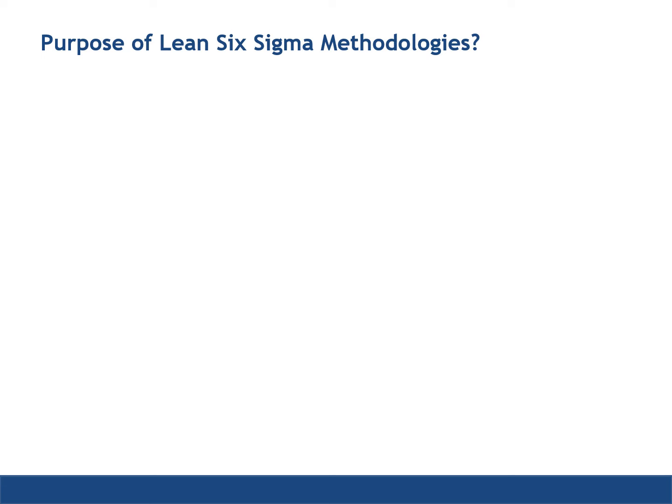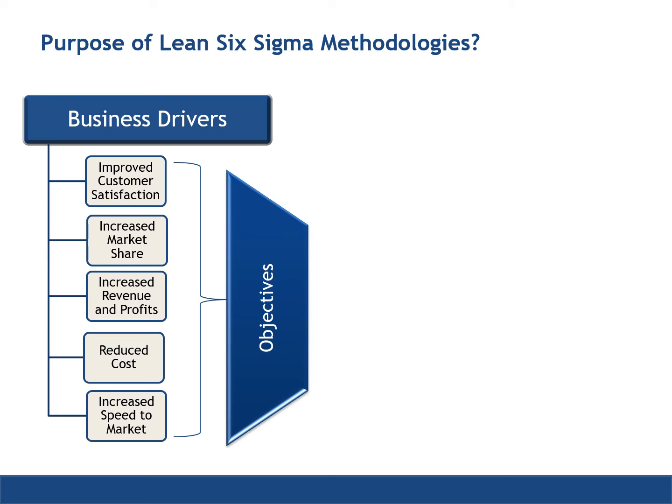So what is really the purpose of Lean Six Sigma methodologies? Well, as we said previously, it's the business drivers, whether we want to improve customer satisfaction, increase our market share or revenue. We also want to reduce our cost and increase our speed of delivery. Those are typical objectives, and you will find many different ones, but essentially they fall into one of these categories.